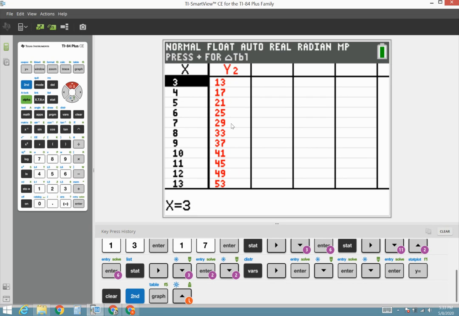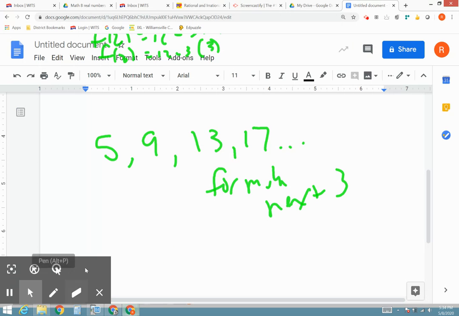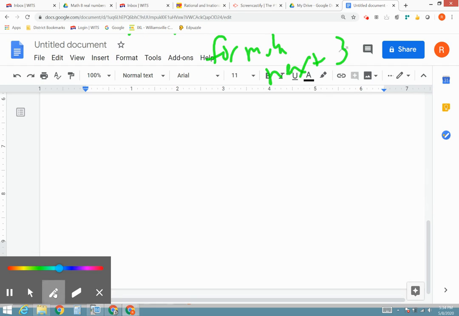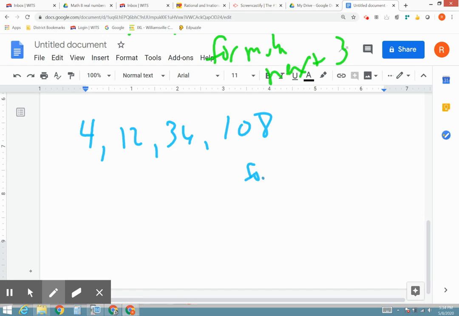So 21, 25, 29. Or I use it to just check my work. Okay. Now, geometric is a little bit harder sometimes because the formula comes in a different format, but I'm going to show you how to work that as well. So let's go back and let's say that we are given a geometric sequence. So let's say our geometric sequence that they give us is 4, 12, 36, 108, and they want us to write the formula.